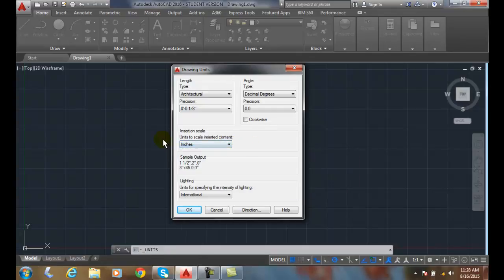Okay, we don't change this in AutoCAD 1. The lighting, this is for our 3D modeling with AutoCAD class. We'll cover it in that class. This is for rendering and animations.